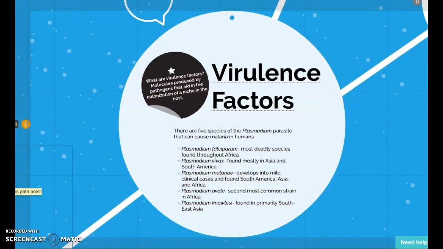There are actually 5 species of Plasmodium parasite that can cause malaria in humans. Plasmodium falciparum, which is the most deadly species found throughout Africa. Plasmodium ovale, which is the second most common strain in Africa. Plasmodium vivax, which is found mostly in Asia and South America. Plasmodium malariae, which develops into mild clinical cases and found in South America, Asia, and Africa. And then Plasmodium knowlesi, which is found primarily in Southeast Asia.